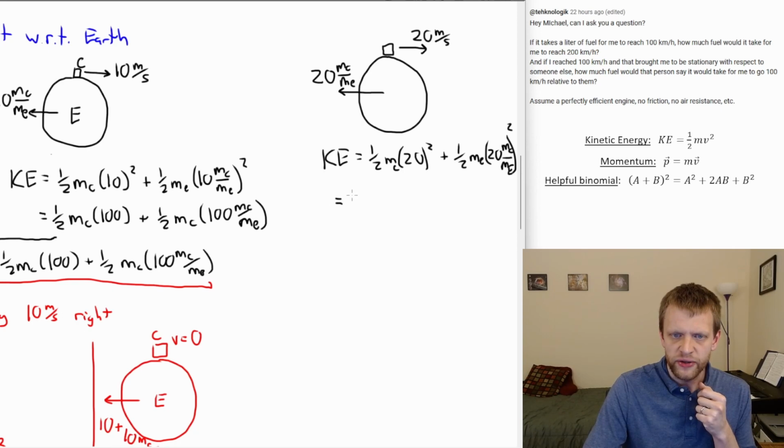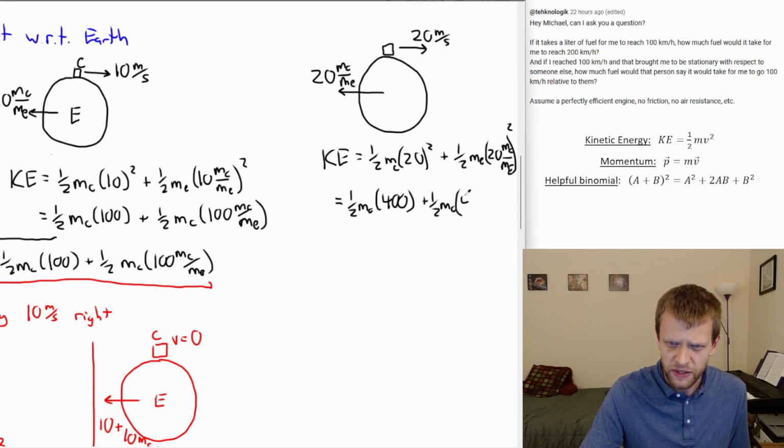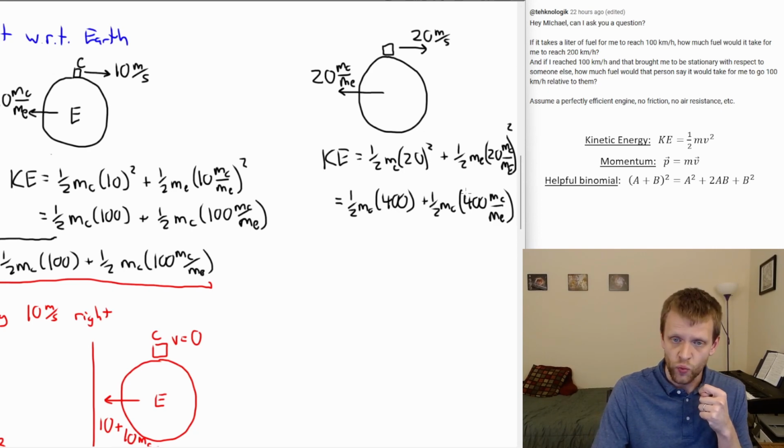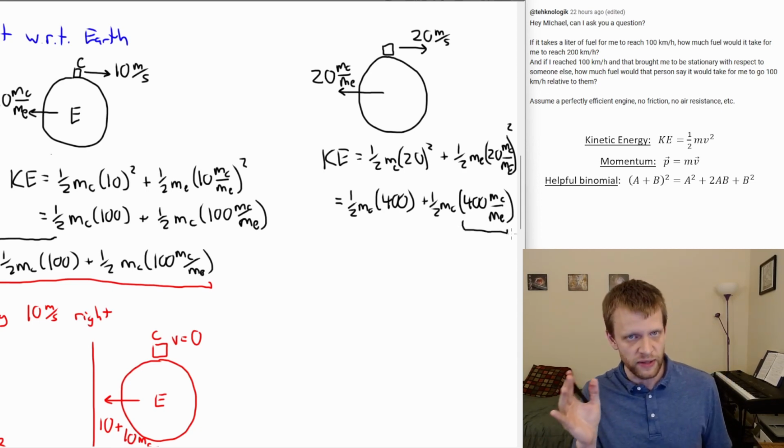Well, I can write this out as 1/2 the mass of the car times 400, plus 1/2 the mass of the car times 400 mass of the car over the mass of the Earth. Again, one of those masses of the Earth cancels out, and we're just left with 1/2 mass of the car times 400 mass of the car over mass of the Earth. Again, this is going to be a tiny, tiny term, but let's include it for now.